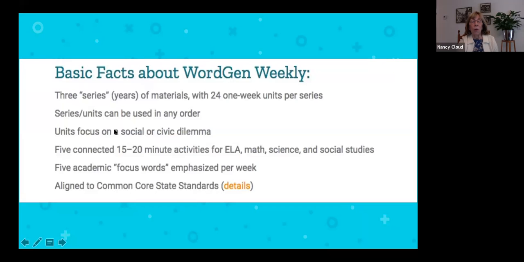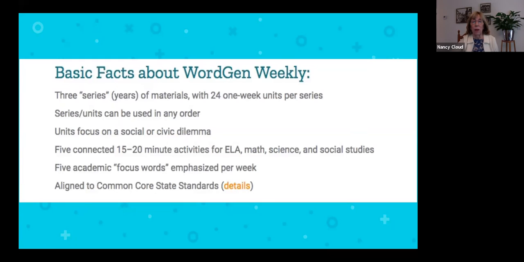And what they offer you in each case is they pose a social or civic dilemma in a reading, and then they provide kids with 5 connected activities. One is learning the vocabulary. They emphasize 5 focus words per week. You don't get to pick the words from the academic word list. They've already picked the words for you. That's how they were able to design the curriculum. And whether your kids need those words or not, that's what you're going to be working on that week.